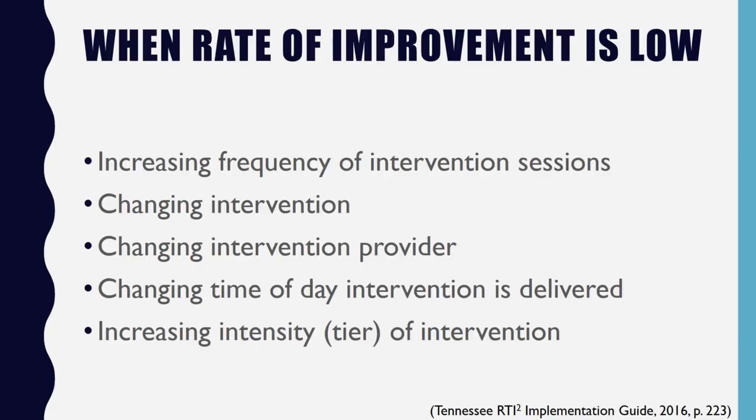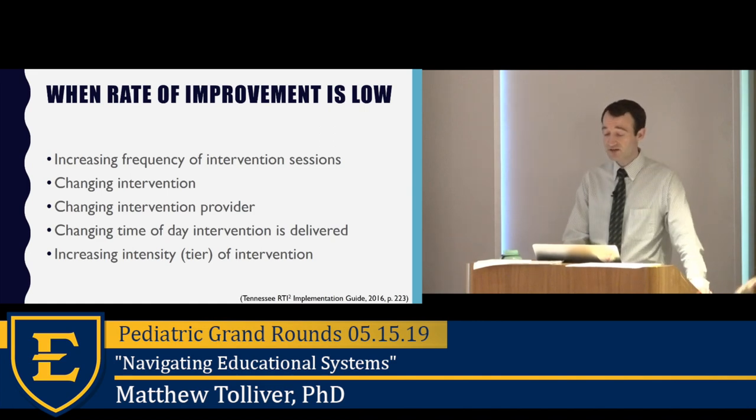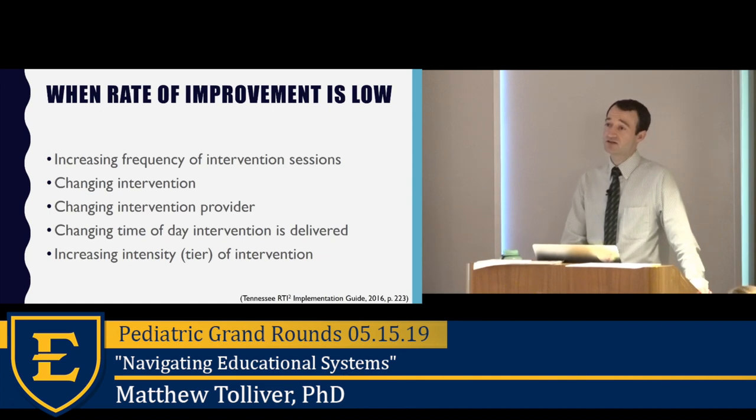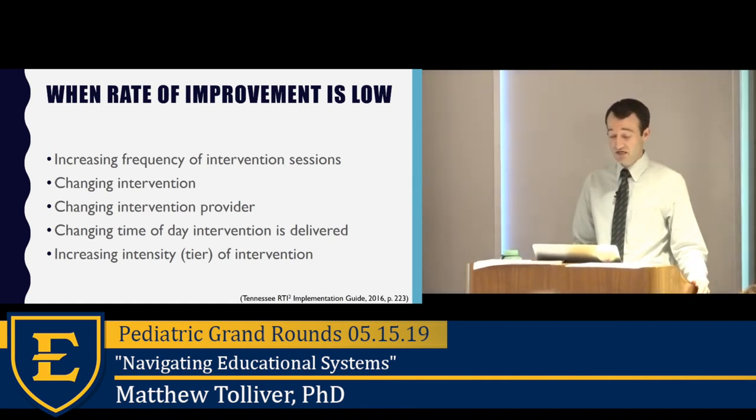And so when this rate of improvement is low, there's a couple things that the school can do. They can give the RTI interventions more frequently. They can change the type of intervention. Maybe it's just that the kid doesn't like that particular teacher and they need to change up who's delivering the intervention or the time of day for it. And if all else fails, they can change the tier.